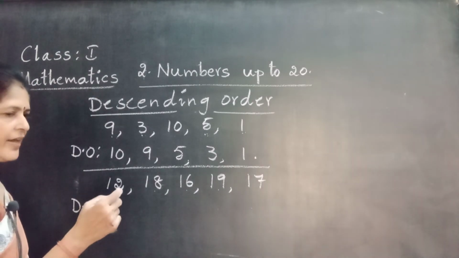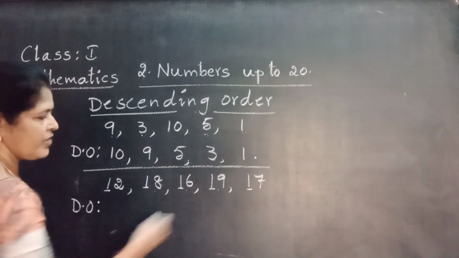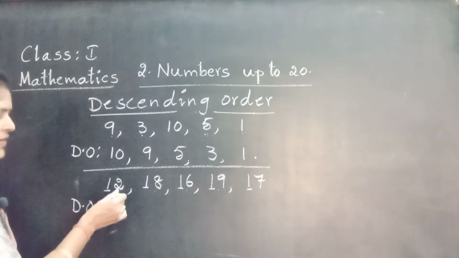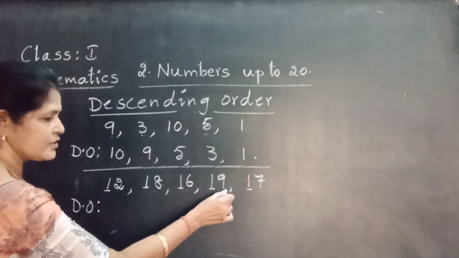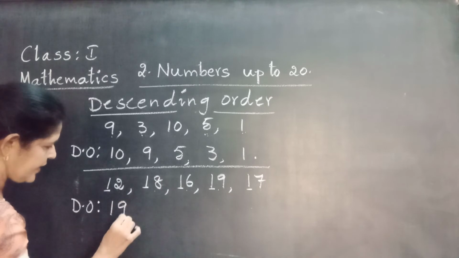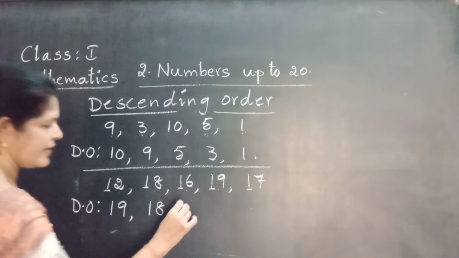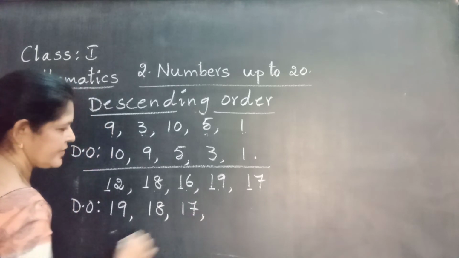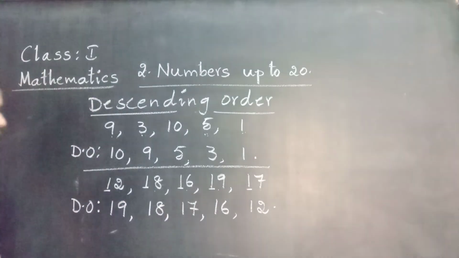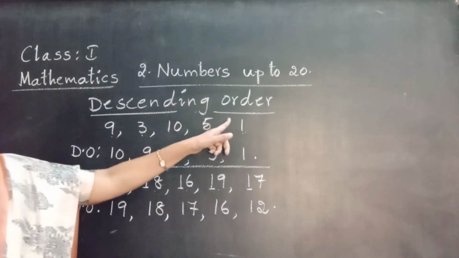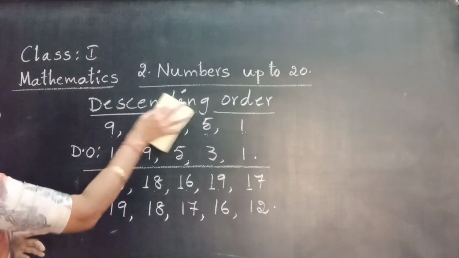How are we going to find out? The ones digit is common. All the numbers have 1. Now check the ones: 2, 8, 6, 9, 7. 9 is biggest. That means 19 is big. Next, 18. Good. Next, 17. Next, 16. Next, 12. Now the given numbers are in descending order. By practicing, you get this concept.